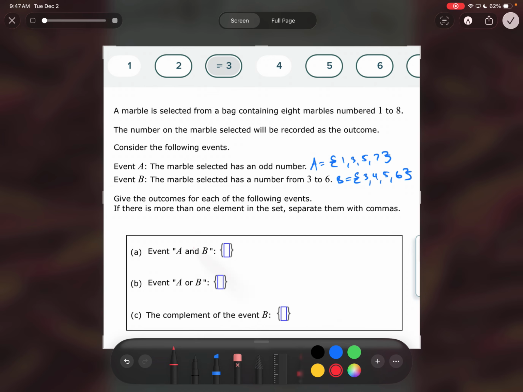All right, the word "and" is the intersection. It's what they share. So what do they share? They share a 3 and a 5. You want both people to win. You want A and B to win. So it's what they share. How could both people win?